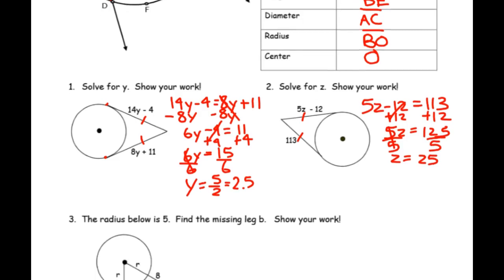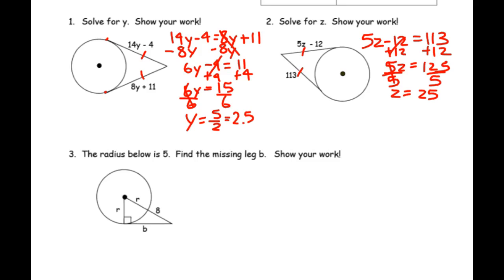Alright, number 3, if it gives you the radius of 5, then you know this r is 5, this r is 5, and this whole hypotenuse across from 90 is 5 plus 8, which is 13. Okay, so we're looking for b. Let's do the Pythagorean theorem, right? A squared plus b squared equals c squared. So we have 5 for the leg next to 90 squared, plus b is missing, the leg squared, equals the hypotenuse, which is 13, not 8, 13 squared.